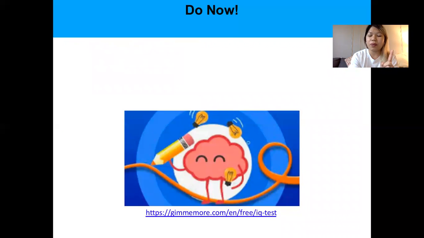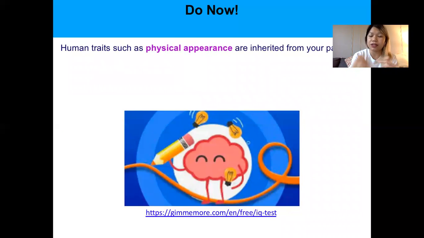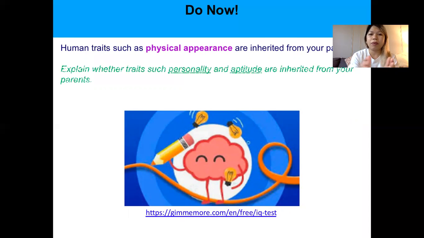Okay, now we know then that physical appearance, as you saw with my parents and me, can be inherited from one generation to the next. But what about things such as personality or aptitude? Have you ever heard someone say, man, I get my hot temper from my mom, or I get my laid back personality from my dad, or whatever it is. Now, what do you think?